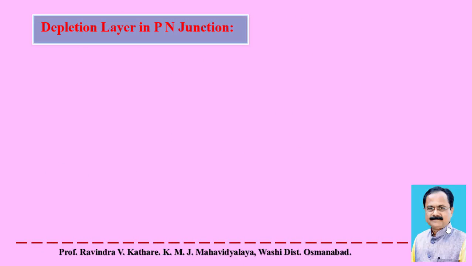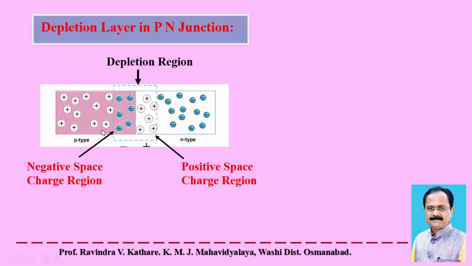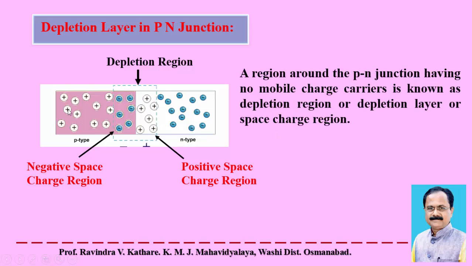In the second case, we will study how the depletion layer is formed. This is the p-type semiconductor. This is the n-type semiconductor. In the p-type semiconductor, holes are the majority charge carriers and electrons are the minority charge carriers. In the n-type semiconductor, the electrons are the majority charge carriers. The concentration of holes is higher on the p side than on the n side of this PN junction.